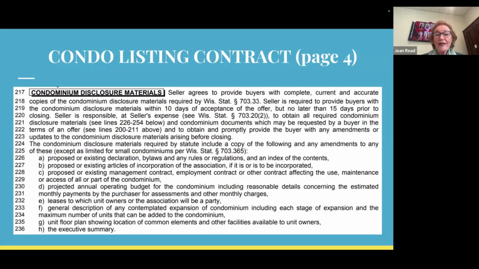Seller is required to provide buyers with the condominium disclosure within 10 days of the acceptance of the offer, but no later than 15 days prior to closing. So that time frame of 10 days after the acceptance of the offer is important because of the rescission right that a buyer has. And we'll get into that in a second.